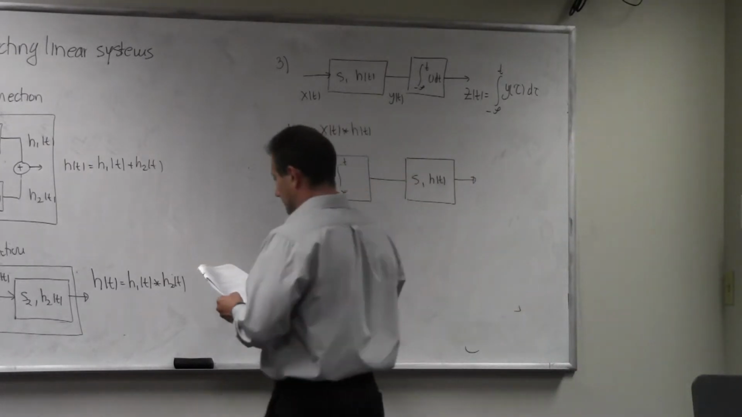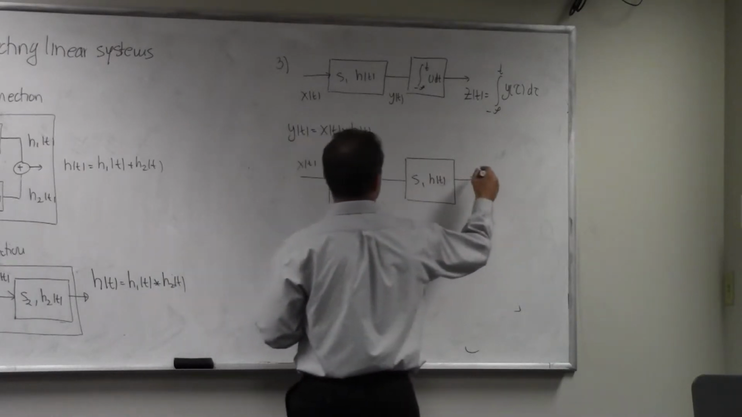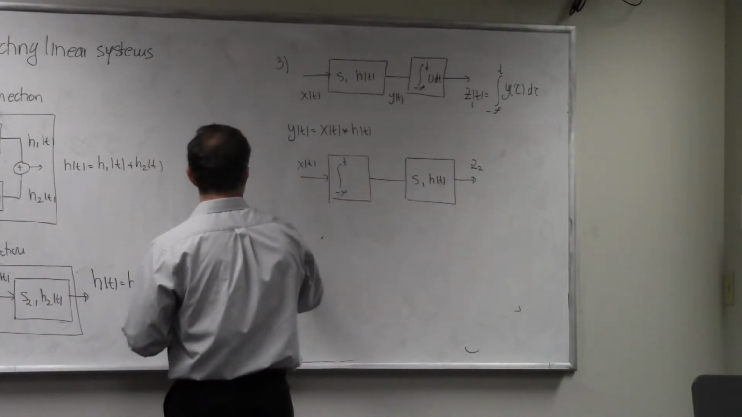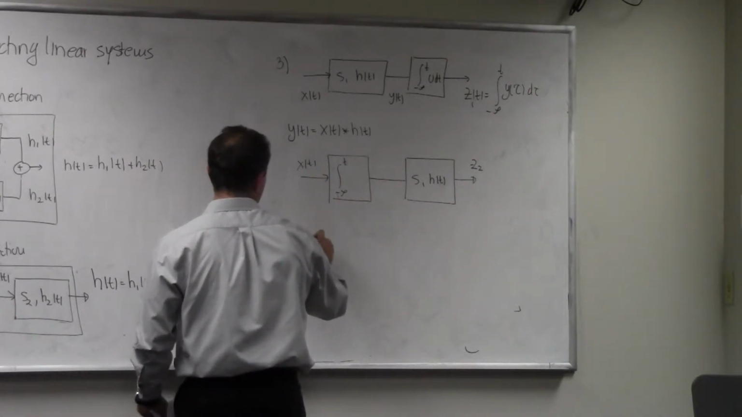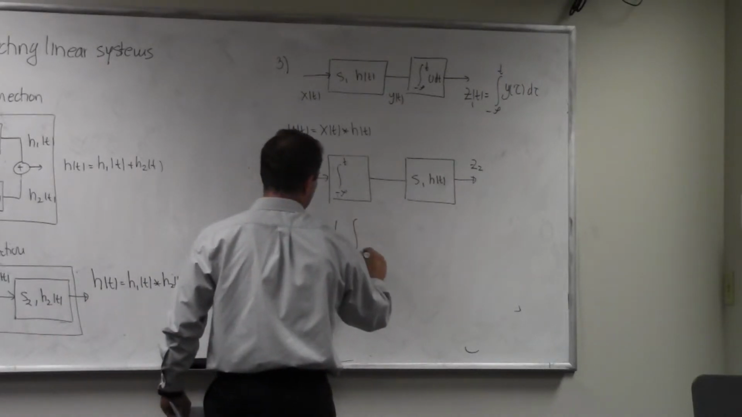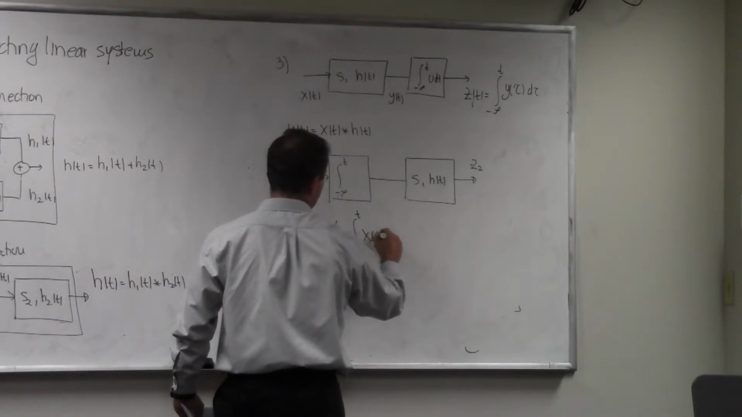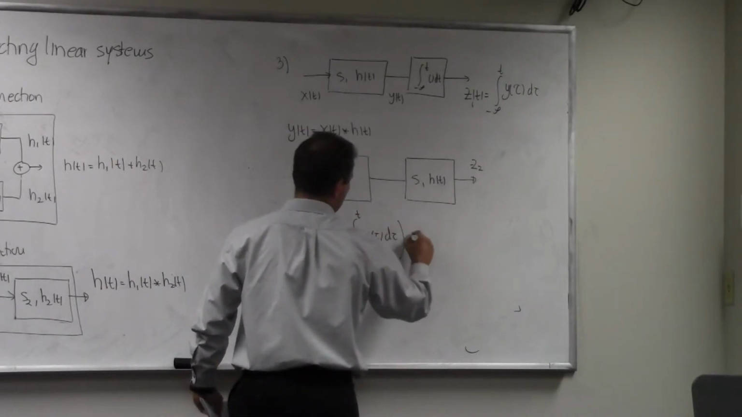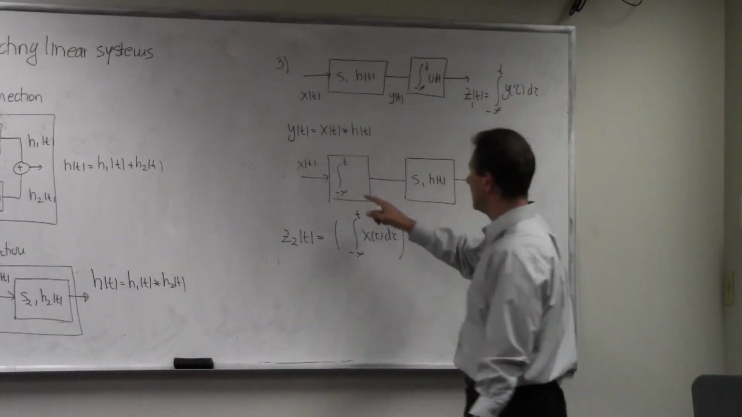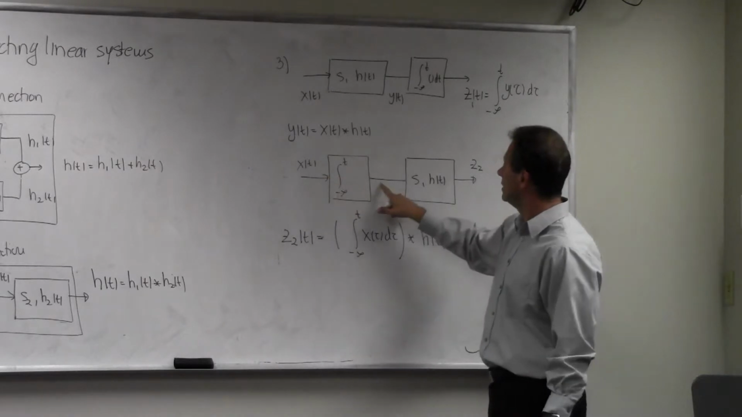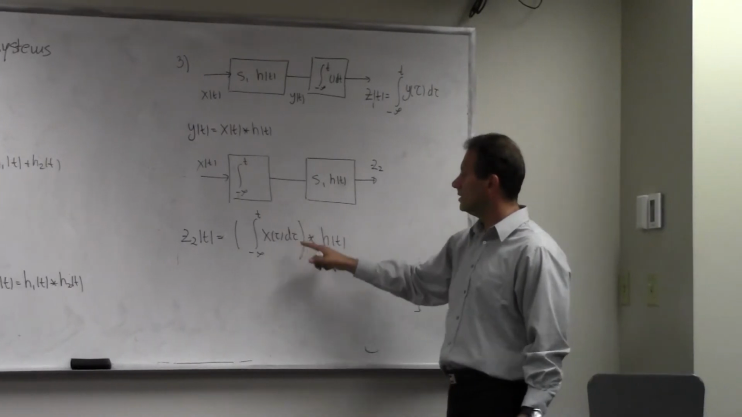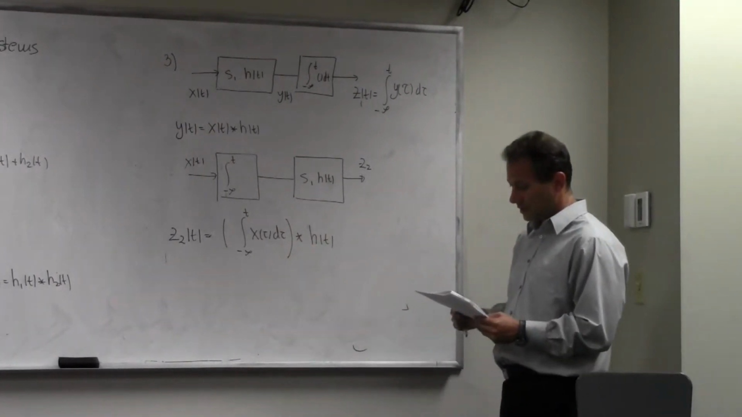Let's see, Z2. I can write Z2 of t is the integral from minus infinity to t of x of tau d tau, then everything convolved with h of t. Because I first integrate this x of t, and then I present this to a linear system, therefore the output is whatever comes out of the integral convolved with h of t.